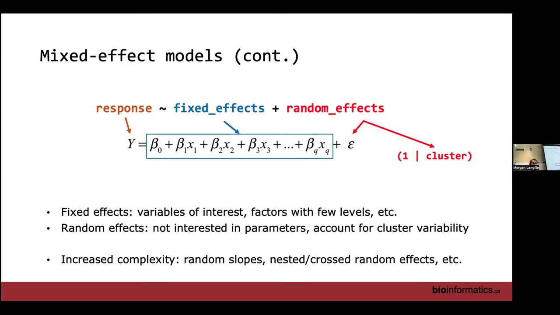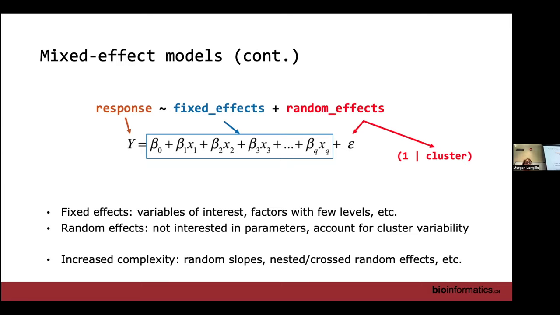Now, it's not necessarily straightforward to know if something is going to be a fixed effect or a random effect. Sometimes there's really no correct answer to that, and you just have to think about it and play around with different things. But as some general rules of thumb, your fixed effects are the variables of interest that you're going to be looking at, things that you're controlling for, and factors where there's not a lot of levels, a set number of them. Then the random effects are like a random subsampling of the population, and this is where we would account for the cluster variability. If we're not really interested in the parameters, then we would include that variable as a random effect.